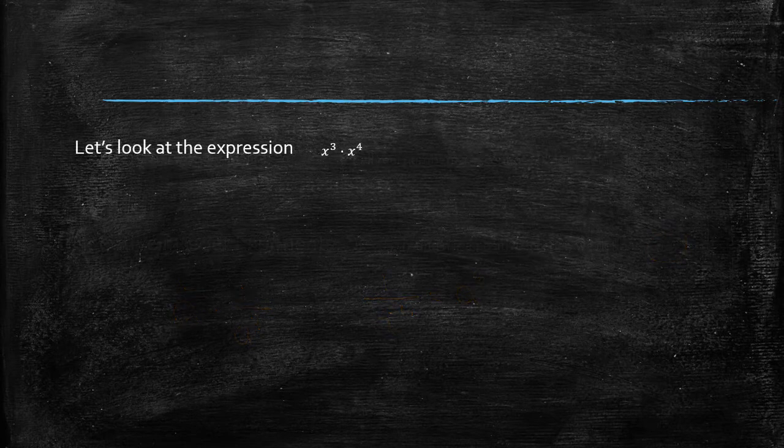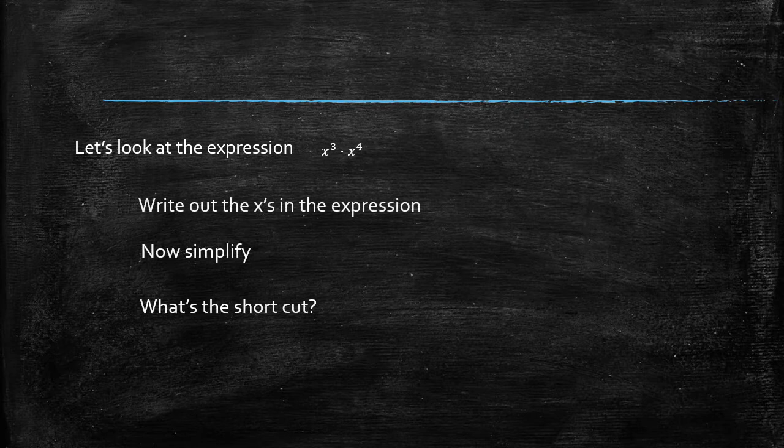Okay, next I want to look at a few examples, and then we're going to determine what it is. Okay, so we have x cubed times x to the fourth. So we're going to write out the x's in the expression. So x to the third power is x times x times x. We're multiplying this by x to the fourth, which is x times x times x times x. Simplify, and we have x to the seventh power.